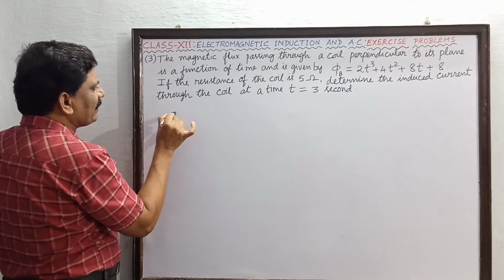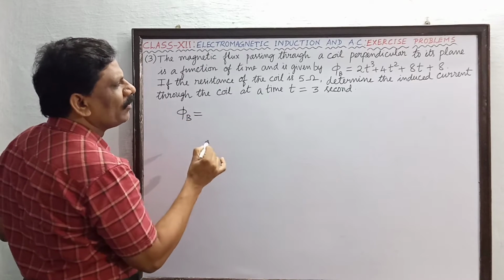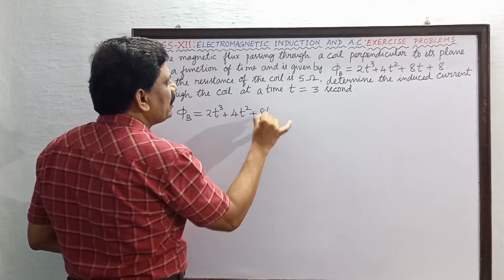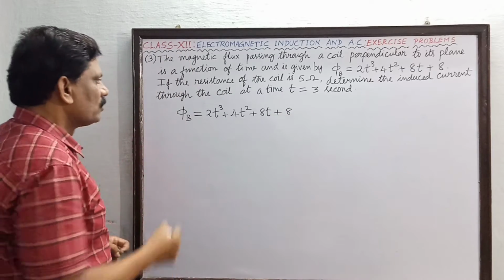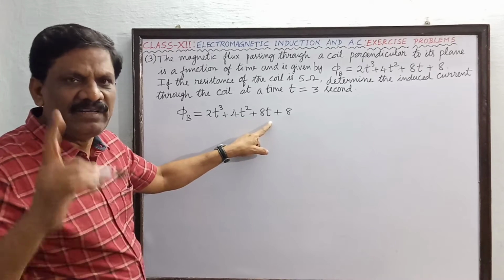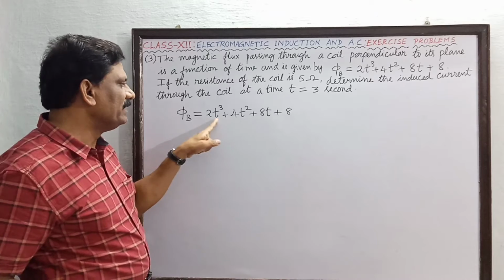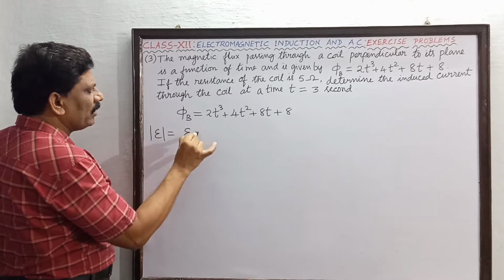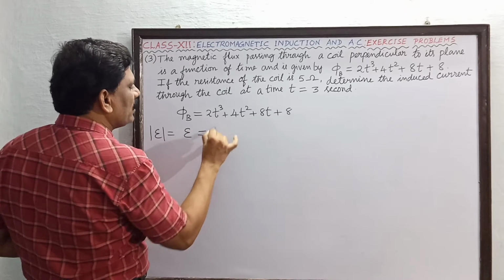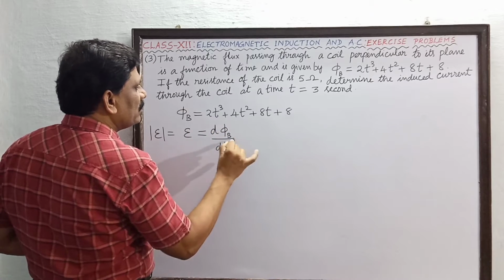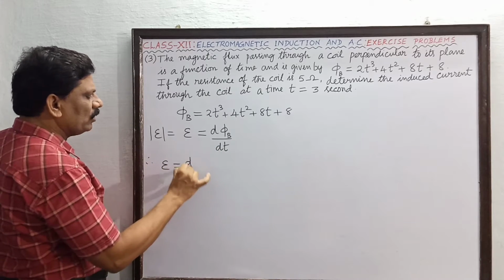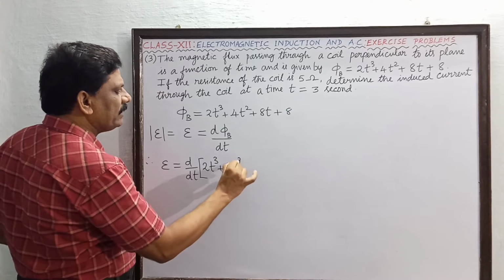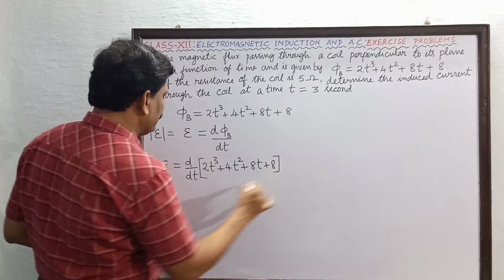I will write the magnetic flux. The magnetic flux phi b is equal to 2t cube plus 4t square plus 8t plus 8. Since the magnetic flux is a function of time, if we differentiate this equation, we get d phi by dt, which must be equal to the magnitude of the EMF. So this is equal to d phi b by dt. Therefore, E is equal to d by dt of 2t cube plus 4t square plus 8t plus 8.